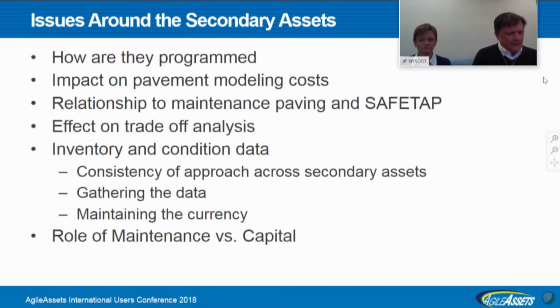But also, the secondary assets affect the pavement modeling costs. They therefore also have an effect on trade-off analysis, because now if we are inflating the pavement costs because they also include secondary assets, that warps the trade-off analysis as well. We need, and we're going to get into this more, inventory and condition.